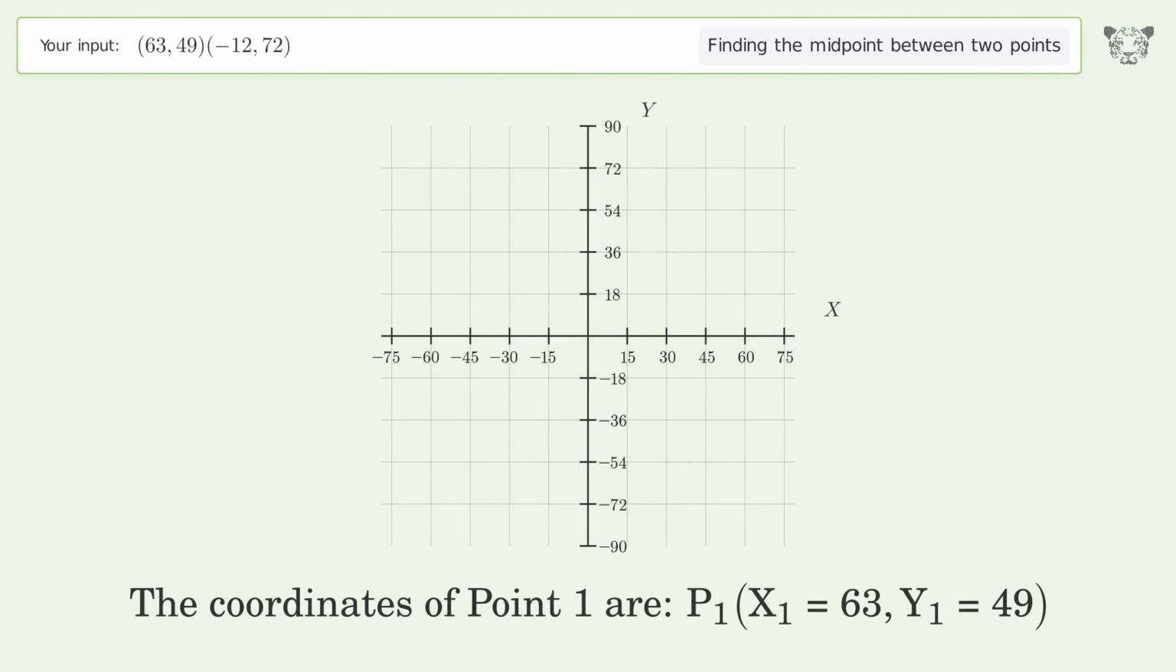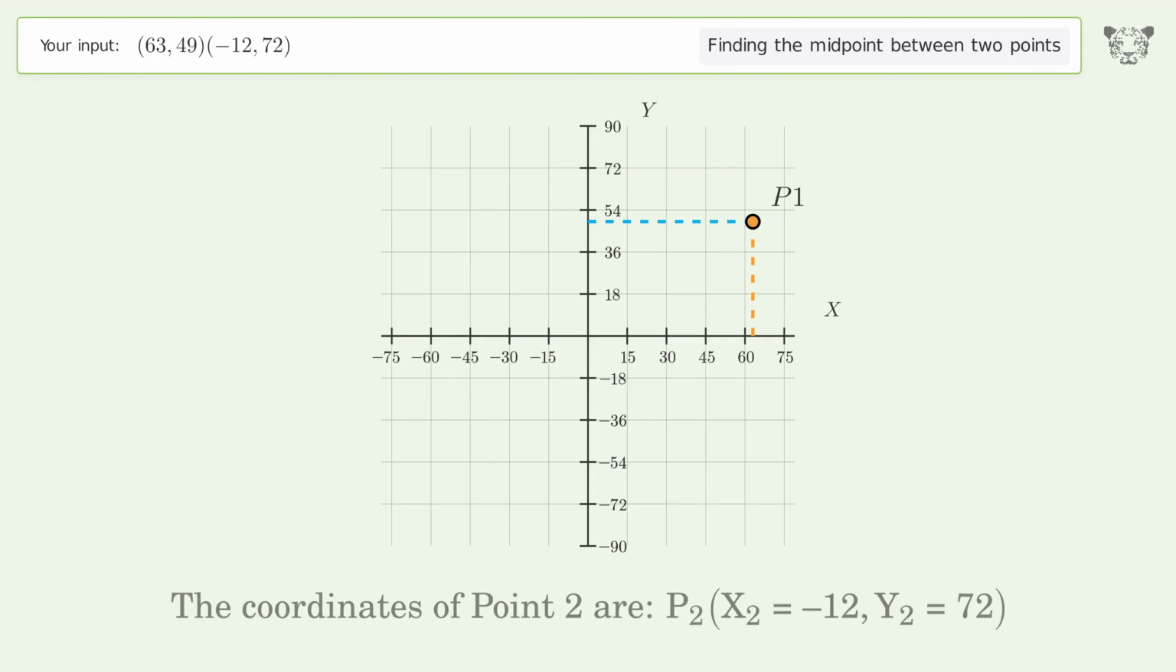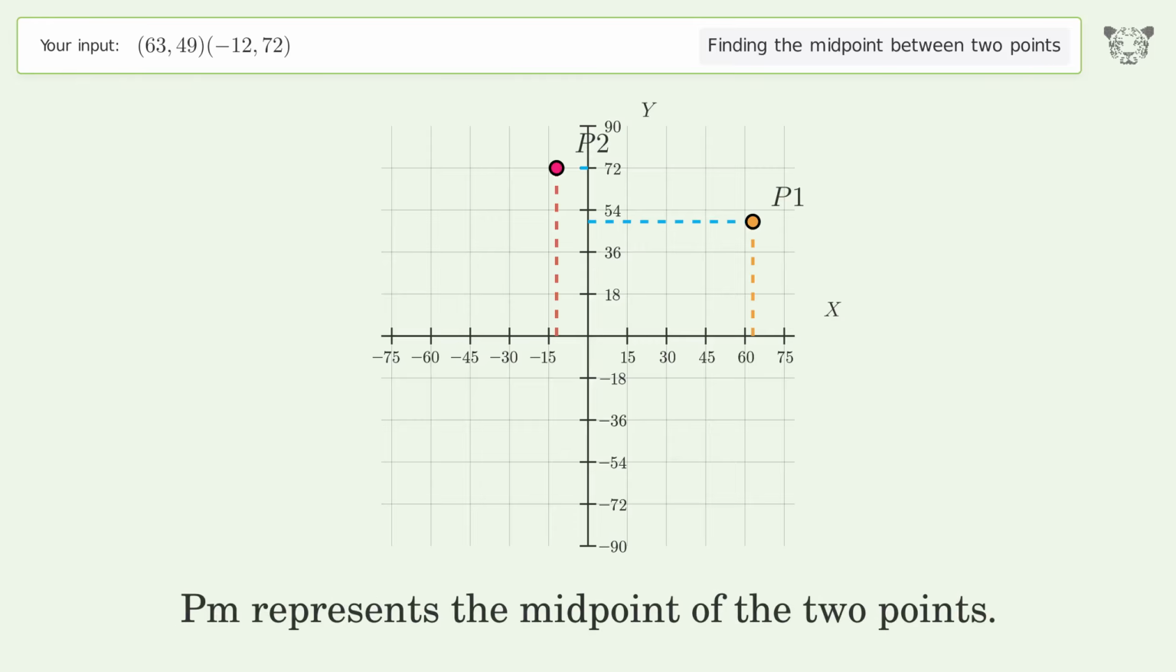The coordinates of point 1 are, x1 equals 63, y1 equals 49. The coordinates of point 2 are, x2 equals -12, y2 equals 72. PM represents the midpoint of the 2 points.